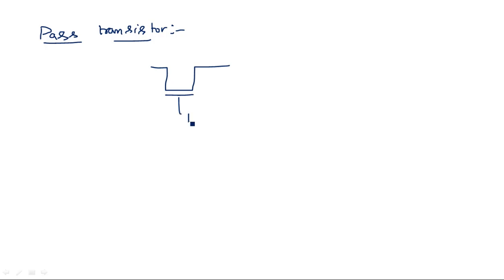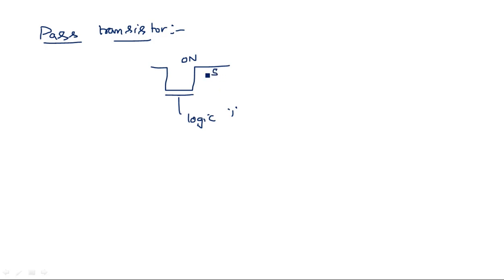Another concept we are going to learn today is pass transistors. What do we mean by a pass transistor? Why is it said to be a pass transistor? Suppose you are taking a transistor like this, other than the conventional way we represent it. Let us give a logic 1 here. Is the transistor in the on or off state? It is in the on state because it has sufficient input voltage between gate and source.